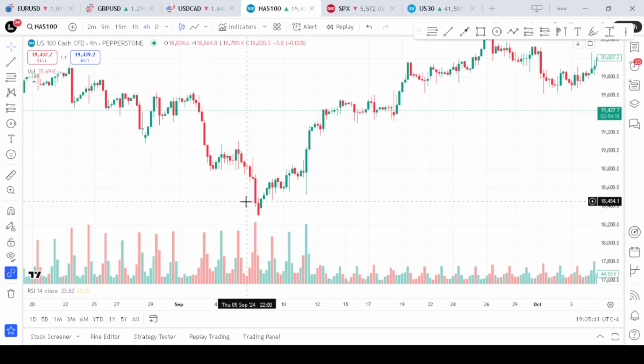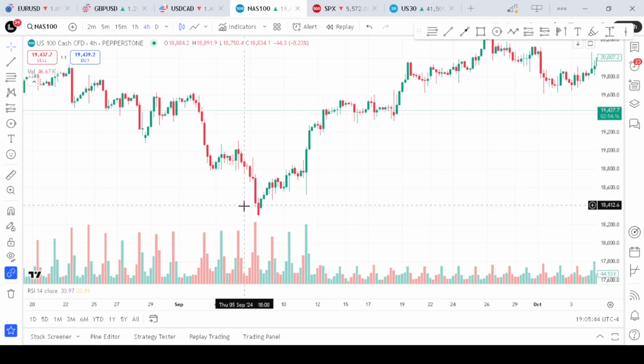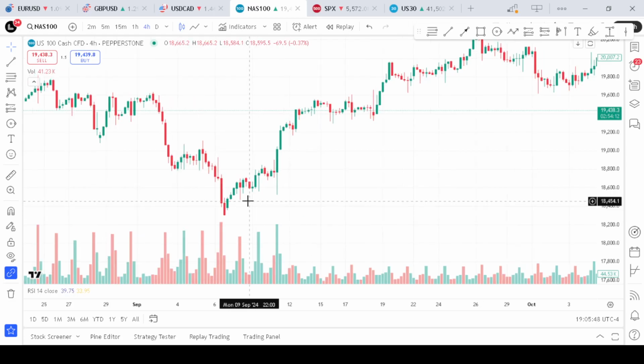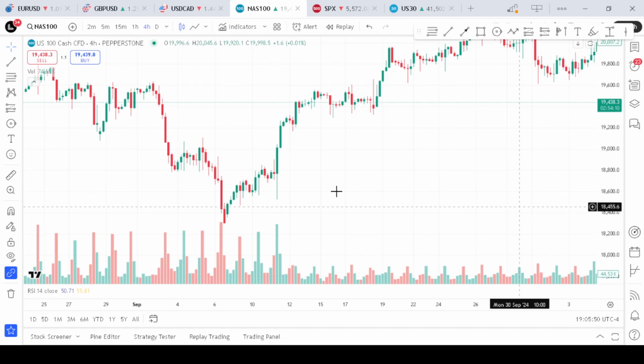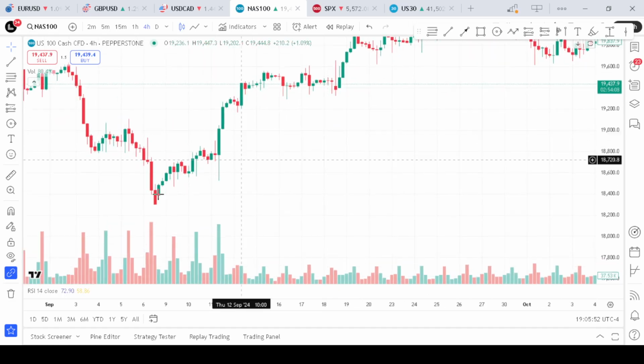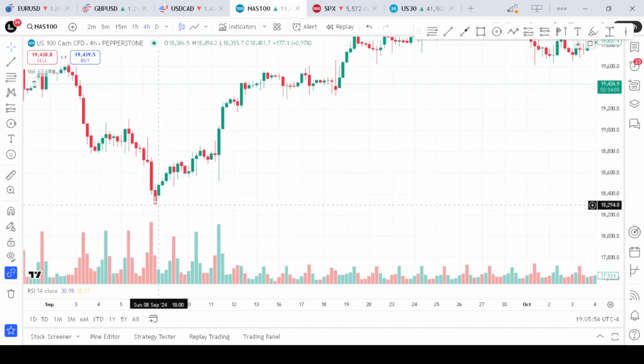The 4th candle marks the start of the change. It is still a bearish candle, but it is smaller in comparison to the previous candles.